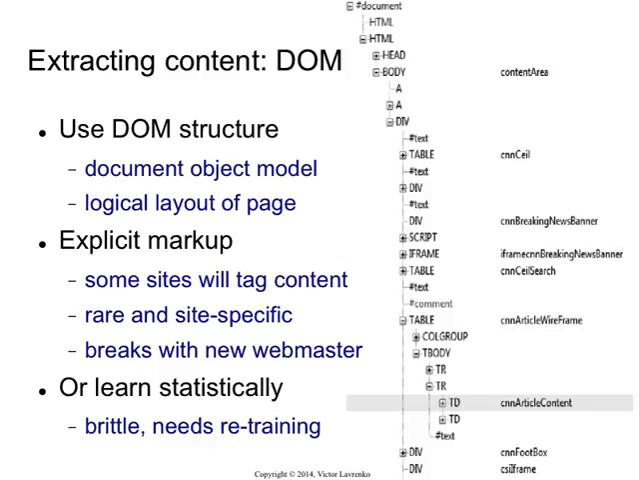HTML or XML in general. It's a structured format. Every XML document looks like a tree. The document object model is something that defines that tree. So it explains the layout of the page. So that's a fraction of a layout for that CNN page.